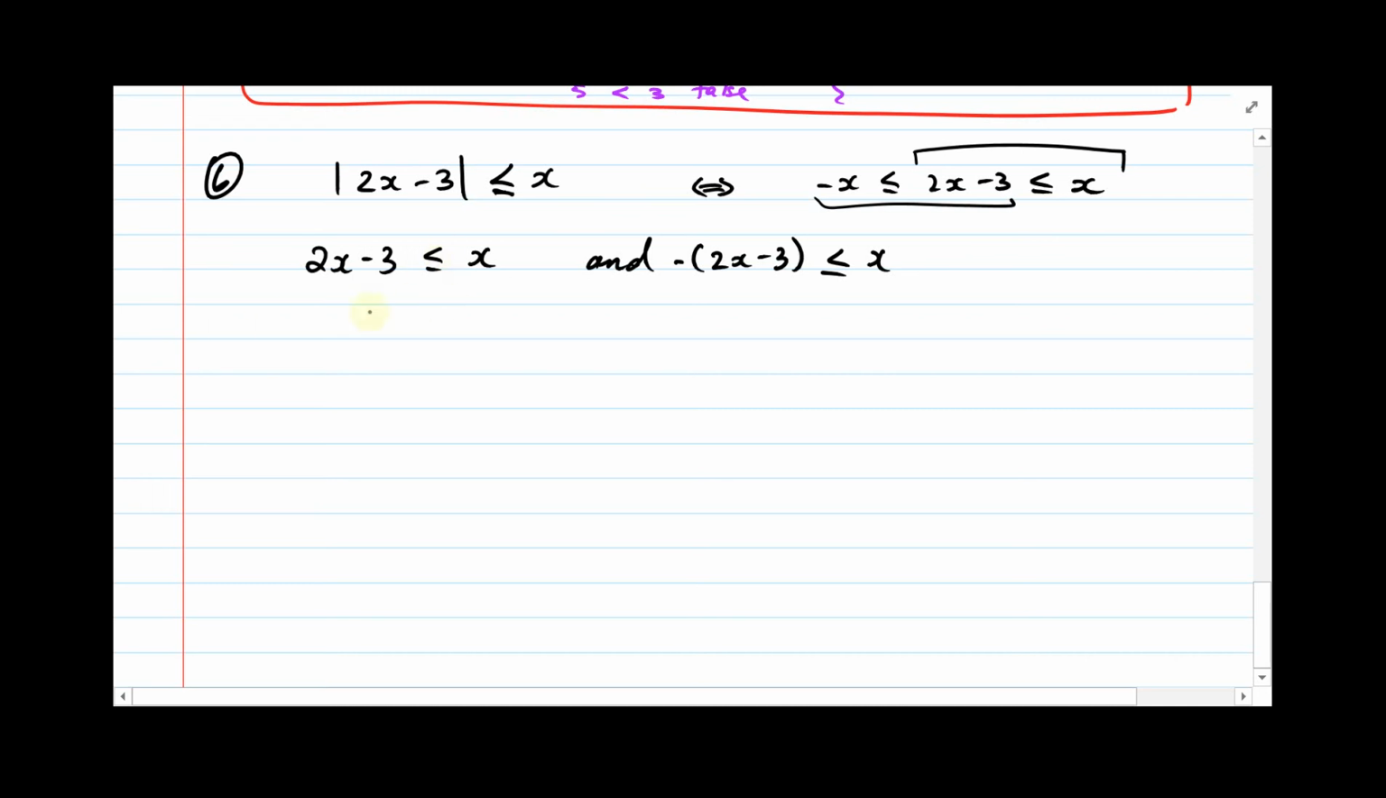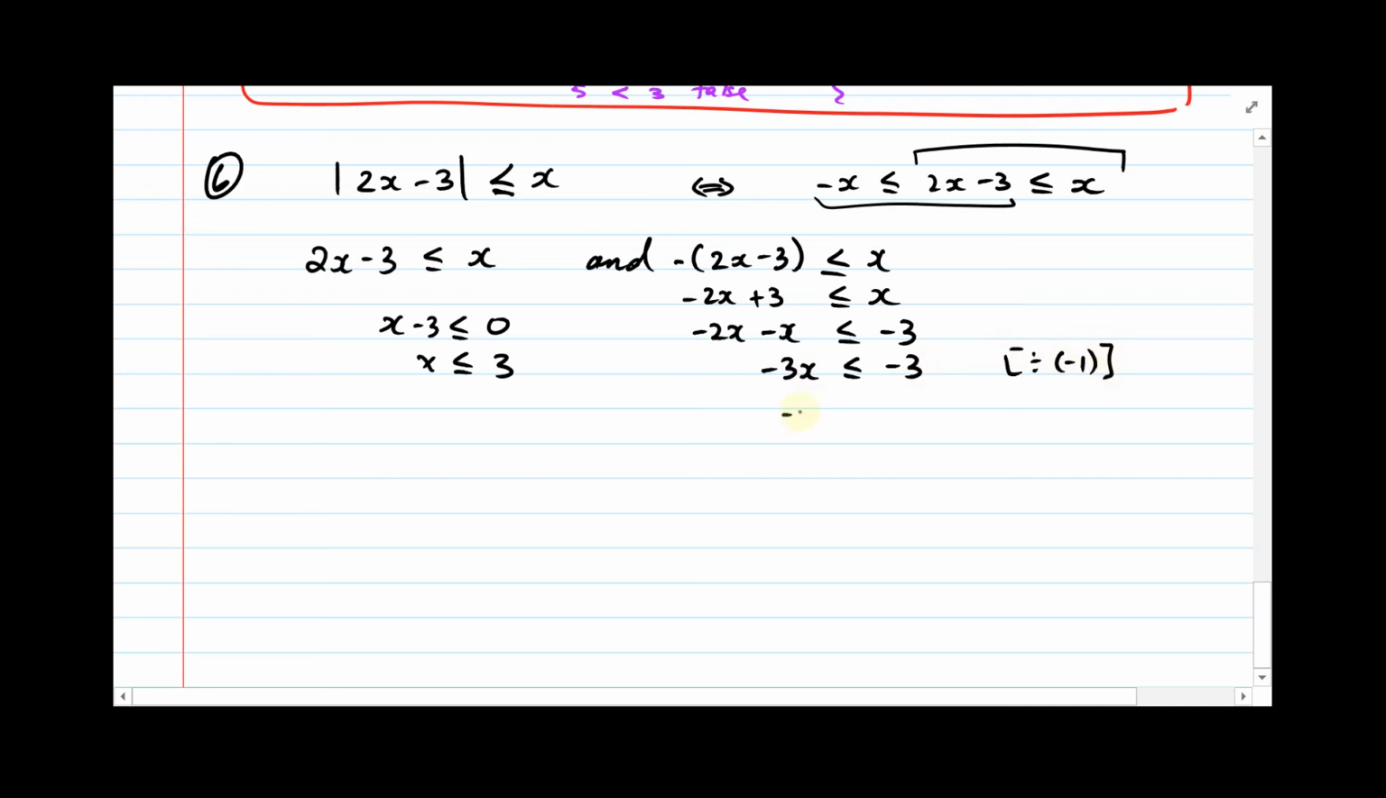What do we get if we subtract x from both sides? We have x minus 3 less than or equal to 0. X is less than or equal to 3. Expanding, negative 2x plus 3 less than or equal to x. Negative 2x minus x, I'm rearranging. Minus 3x is less than or equal to minus 3. If I divide by a negative, then I also have to reverse that inequality.